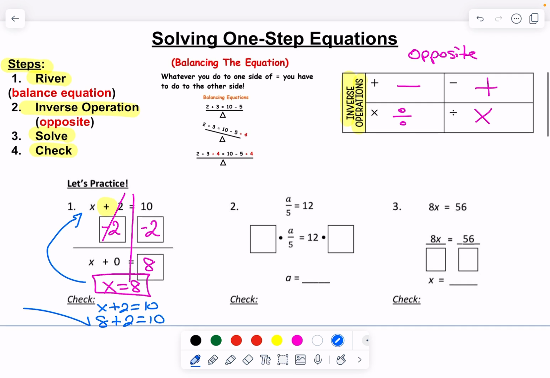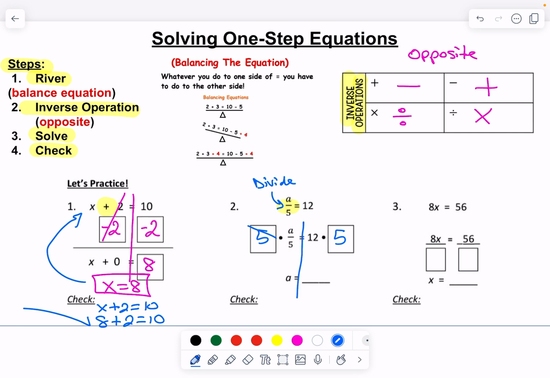In our second example, we have a divided by 5. So remember that that symbol is not only the fraction symbol, but it also means to divide. Okay, so a divided by 5 equals 12. So step 1, we draw our river. Step 2, we do the inverse or opposite. If it's a divided by 5, the opposite would be to multiply by 5. Don't forget, whatever we do to one side, we have to do to the other. So I'm also going to multiply by 5 on the other side.